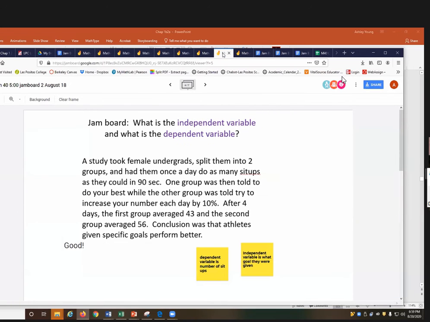A lot of you guys had that, right? There's another way of looking at it. The independent variable is what goal they were given, and the dependent variable is the number of sit-ups they did. Great.